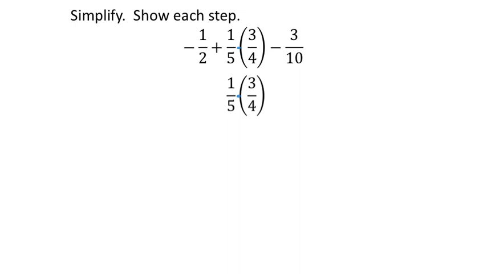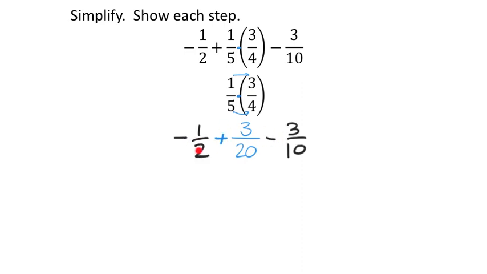So as a fraction, just multiply the numerators and denominators. You could look for cross simplification at this point, but I don't see any. So in the numerator, 1 times 3 is 3. And the denominator, 5 times 4 is 20. Okay, so the rest of this equation still stands.